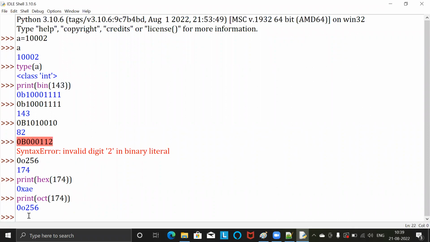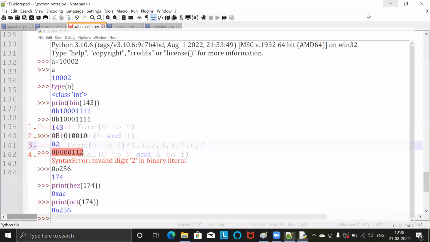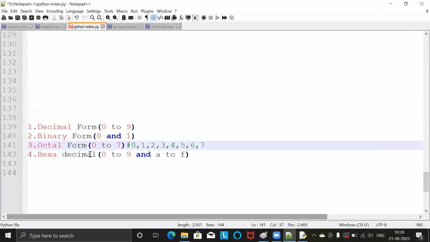And the next one is hexadecimal. Hexadecimal accepts 0 to 9 digits and A to F alphabets. These alphabets can be either in capital letters or in small letters. It accepts both types of alphabets. A value is 10, B value is 11, C value is 12, D value is 13, E value is 14, and F value is 15. It represents like that.